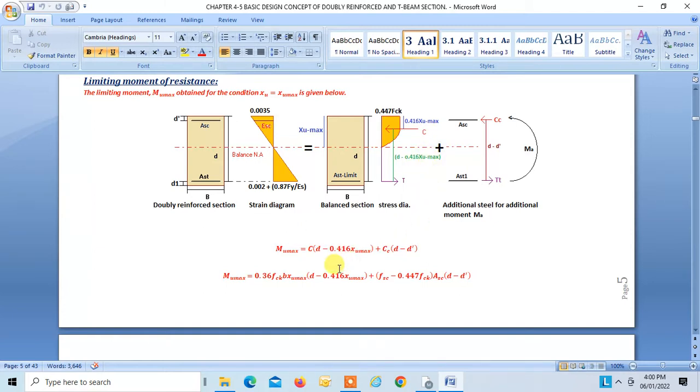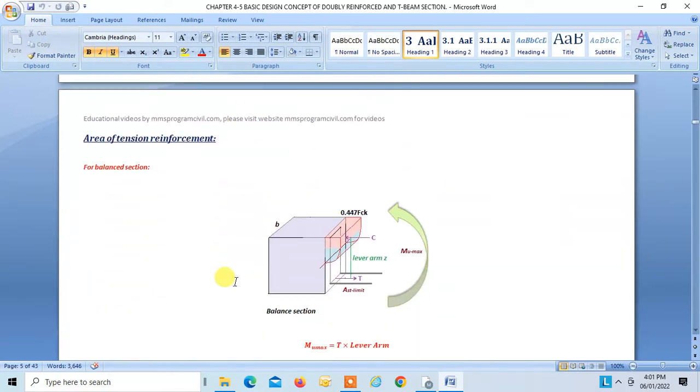Okay, so we know now this is the equation we get. We know force C is 0.36 fck b into xu max. We know the lever arm, that is d minus 0.416 xu max. Similarly, Cc we know that it is fsc minus 0.447 fck into Asc, and this is the lever arm, right? So this is how you can find Mu limit or Mu max, whatever you say.